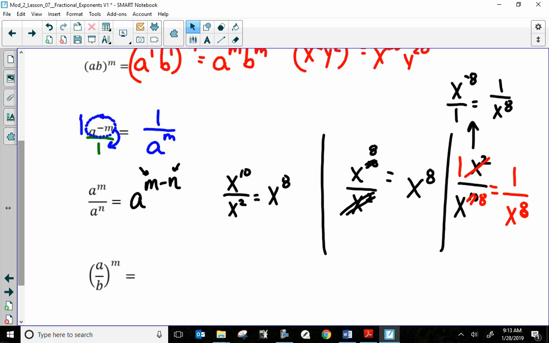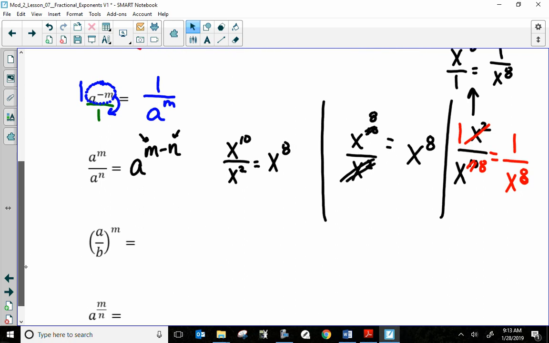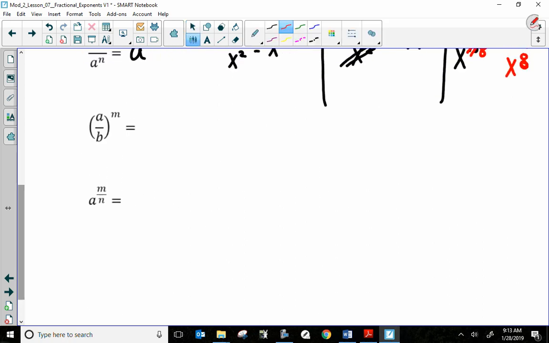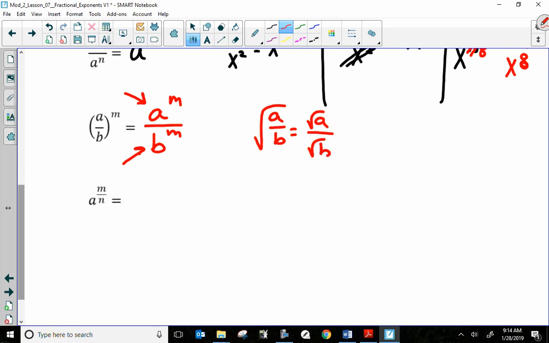All right? Now, on to the next one. Again, that m needs to apply to everything in the parentheses. So that's a to the power of m, b to the power of m. Exponents are like square roots. If I have a fraction raised to an exponent, that's numerator raised to the exponent, denominator raised to the exponent. Same thing with radicals. If I have the square root of a over b, that's square root of a over square root of b. This works both ways.